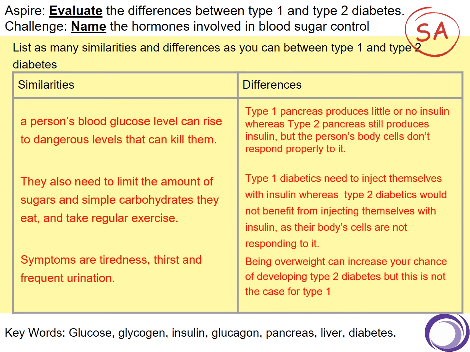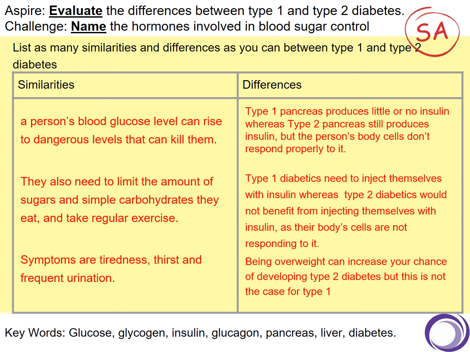In the differences, I would have expected you to have talked about the pancreas producing little or no insulin for type 1 diabetes, whereas in type 2, the pancreas still produces insulin, but the body's cells don't respond to it properly. With type 1, people need to inject themselves with insulin, but in type 2 it probably wouldn't benefit them in most cases because their cells aren't responding to it. And being overweight is an increased chance for developing type 2, but that's not the case for type 1.